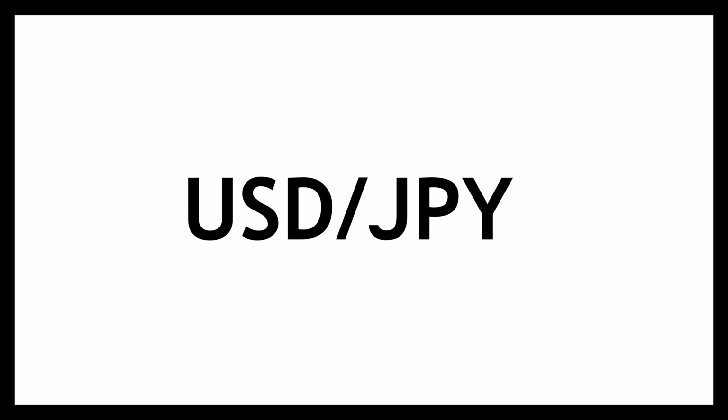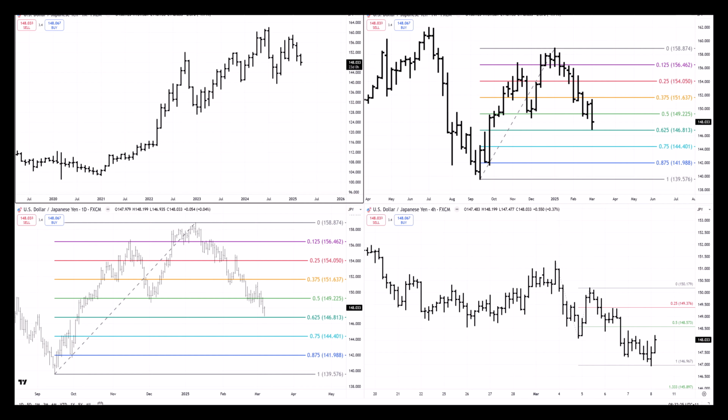And finally, the US dollar, Japanese yen. That's been a very, very interesting one. Since the middle of 2022, the US dollar yen has basically gone nowhere. It's been stuck around this 150 level, coming below, going above, coming below, going above, etc., etc.